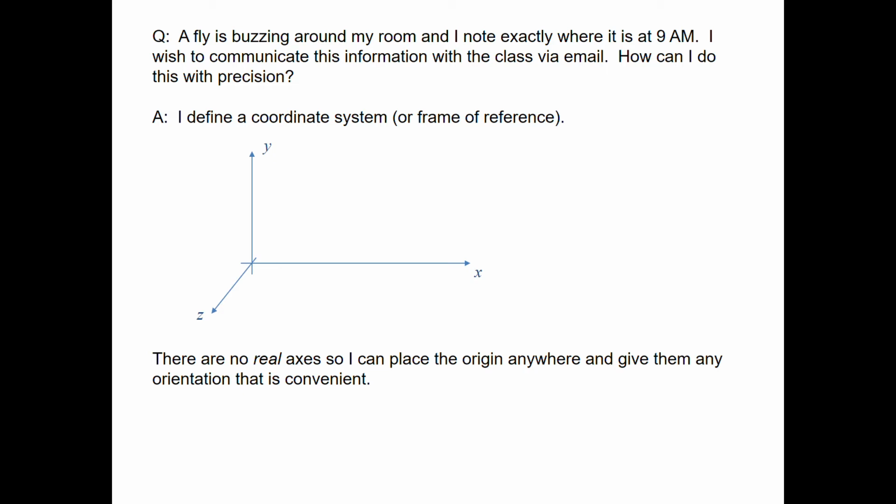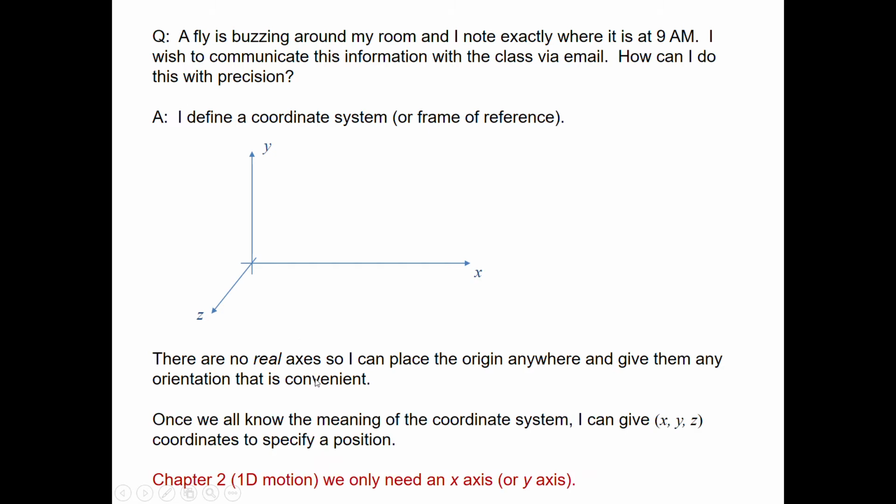I can also give the axes any orientation I want in principle, but some orientations we'll find out can make our work a lot easier. Some of them make it more difficult. So that's a skill we'll have to learn as we go on. But once I've got the axes, as long as we know the meaning of the coordinate system, all I have to do is give you the axes coordinates. Oh, the fly was at x equals 5.2 meters, y equals 3.7 meters, and so on. And you would know exactly what I'm talking about as long as you understood the coordinate system.